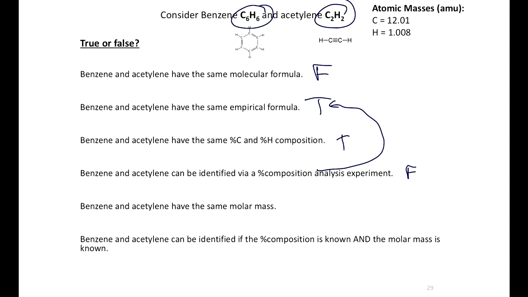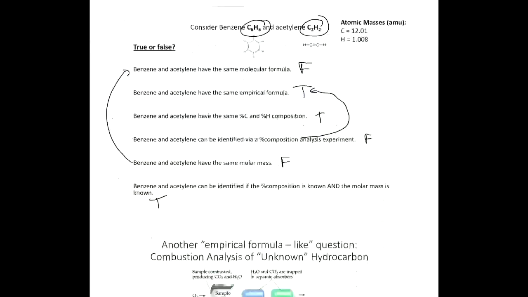Benzene and acetylene have the same molar mass. That's false because they have different molecular formulas. They weigh differently. Okay, let's put it all together. Benzene and acetylene can be identified if we know percent composition and the molar mass. Yes, that is true. That's the whole purpose of everything we just went through. That's why empirical formula is important. If we have percent composition information, we can only get empirical. We need molar mass information to go one step further.